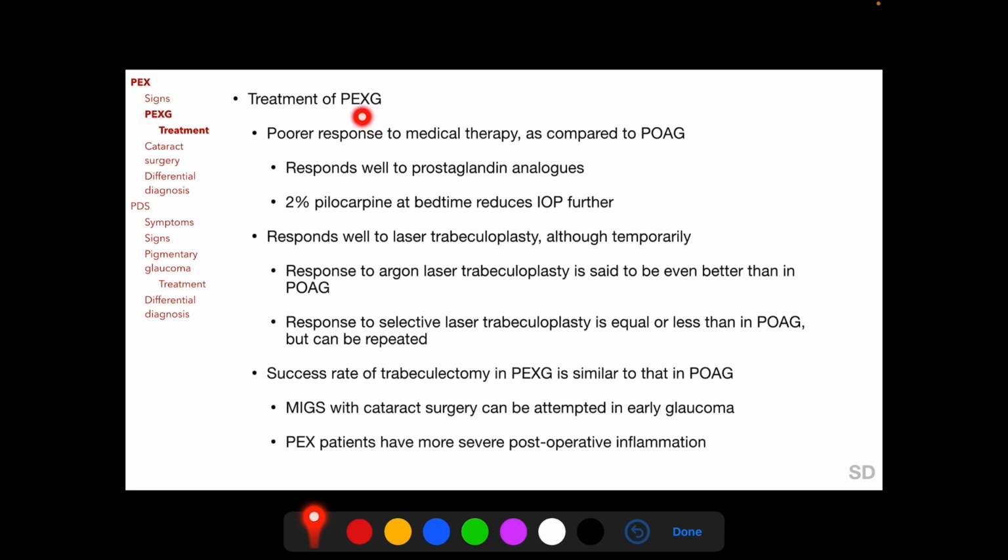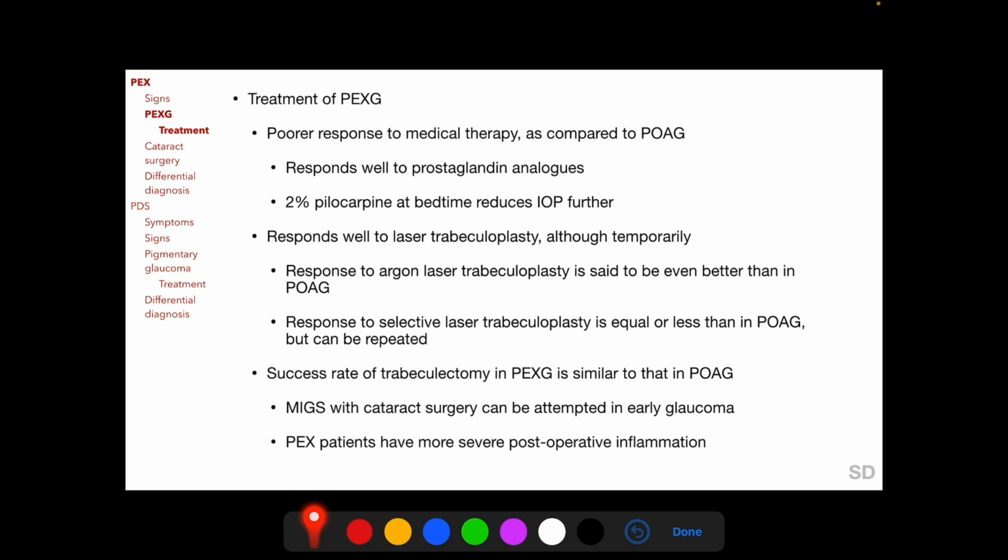Pseudoexfoliation glaucoma has a poorer response to medical therapy as compared to primary open-angle glaucoma, but responds well to prostaglandin analogs, which increase uveoscleral outflow. And 2% pilocarpine once daily at bedtime has been shown to reduce intraocular pressure further and retard the progression of glaucoma, as pilocarpine is said to reduce the friction between the posterior surface of the iris and the exfoliative material on the anterior surface of the lens, reducing dispersion of pigment from the posterior surface of the iris.